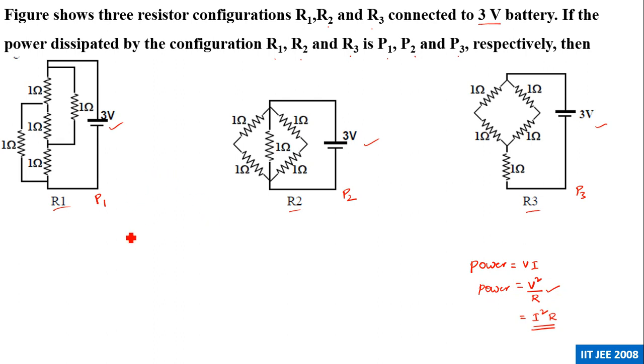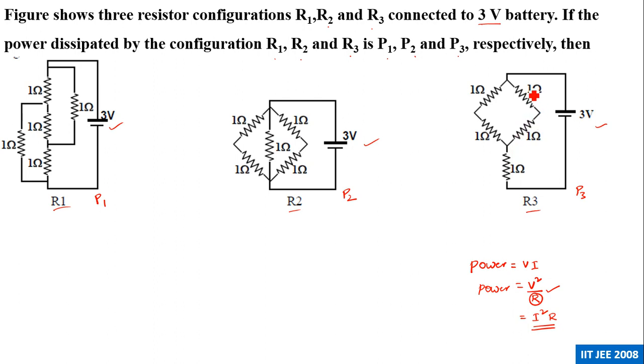Before that, 3 volts is the voltage or potential difference across all these three cases. We need to find out R equivalent for each case, right? Now how to find this? Maybe let us start from the last one. It will be easy if you talk about this one.